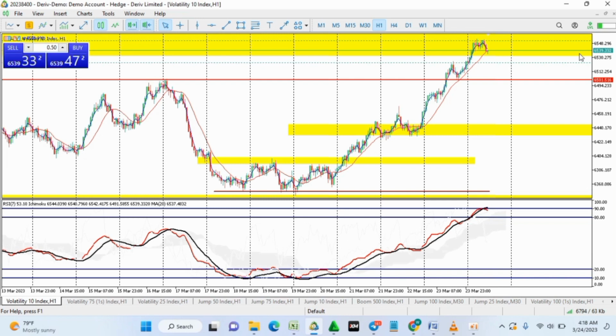So the first step is downloading your MT5 platform.